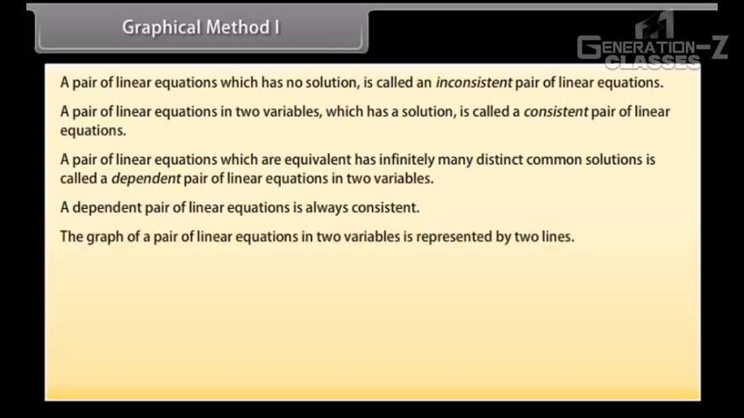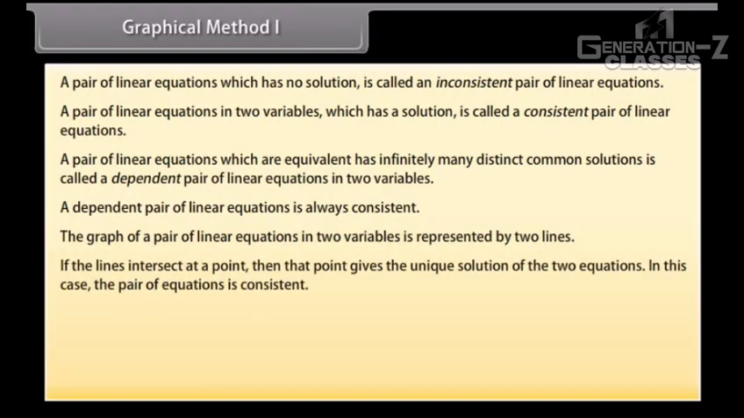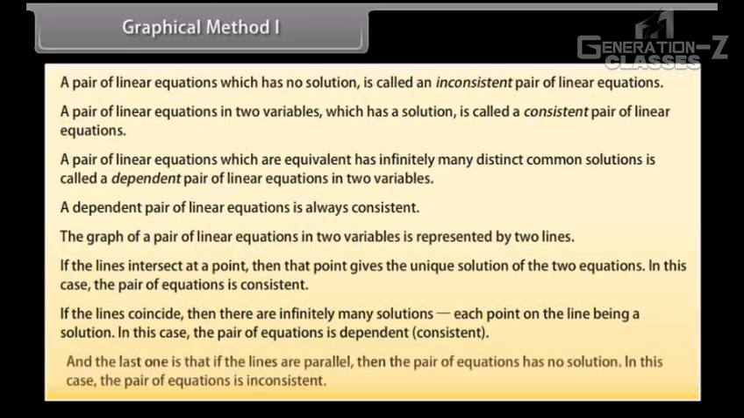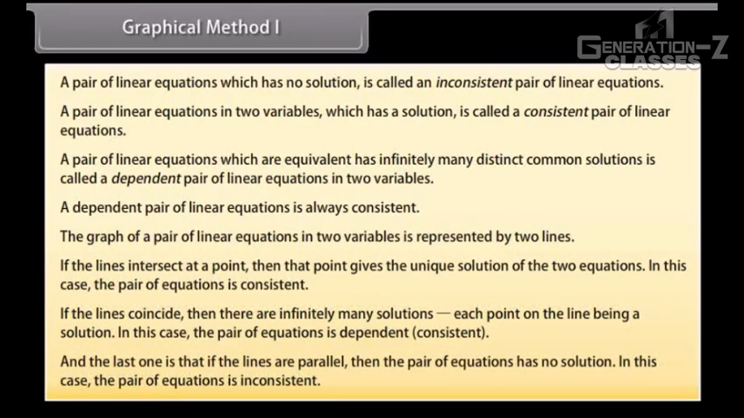The graph of a pair of linear equations in two variables is represented by two lines. If the lines intersect at a point, then that point gives the unique solution of the two equations. In this case, the pair of equations is consistent. If the lines coincide, then there are infinitely many solutions, each point on the line being a solution. In this case, the pair of equations is dependent and consistent. And the last one is that if the lines are parallel, then the pair of equations has no solution. In this case, the pair of equations is inconsistent.